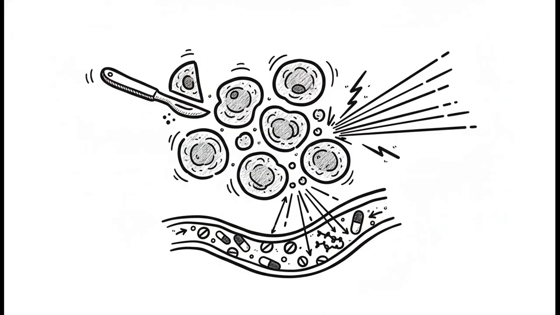And because cancer is a problem with our own cells, the treatments are all designed to target and destroy them. This is why we have things like surgery to just cut the tumor out, radiation to kill cells in one specific area, and chemotherapy, which uses powerful drugs to kill fast-dividing cells anywhere in the body.